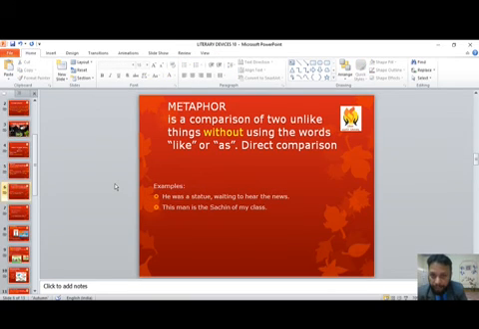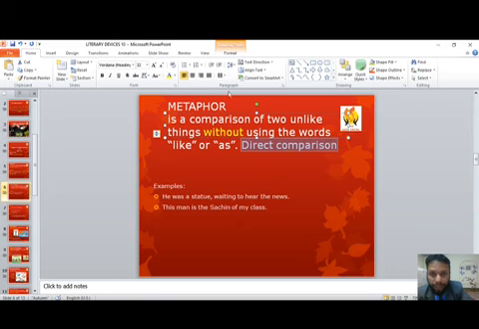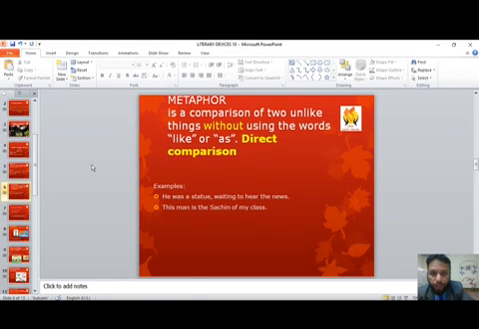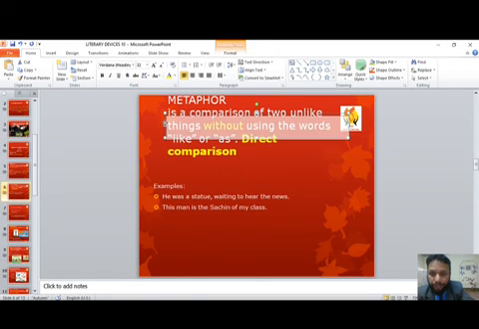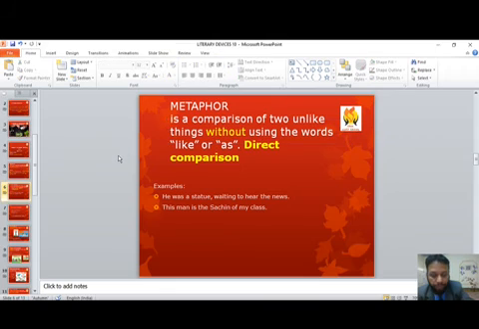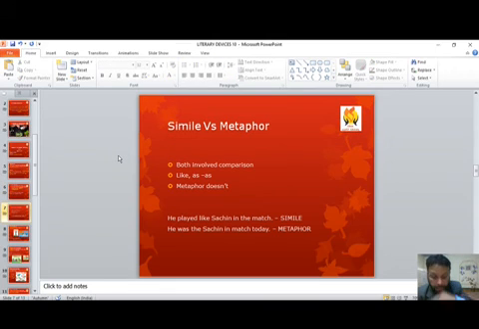The next one is metaphor. Metaphor is also a kind of comparison, where comparison is done without using like or as, or you can say, as I have written here, that it's a direct comparison. So you compare objects directly with the others, so you don't have to get confused with metaphor and simile, because they are closely associated. Metaphor is a direct comparison and simile is a comparison where two objects are compared with the help of like or as.